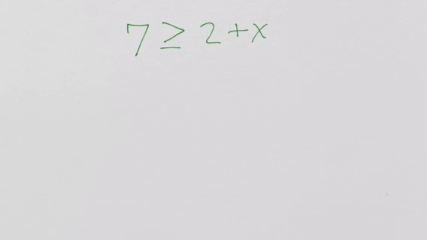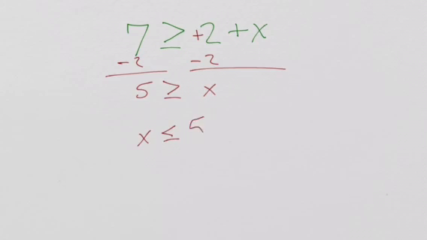Okay, this one, the variable's on the wrong side, as some people would say. So we just work it like an equation. Remember, this 2 is going to be a plus 2. So we're going to take away 2 from both sides. We get 5 is greater than or equal to x. Well, you can flip that whole thing around to make it true.